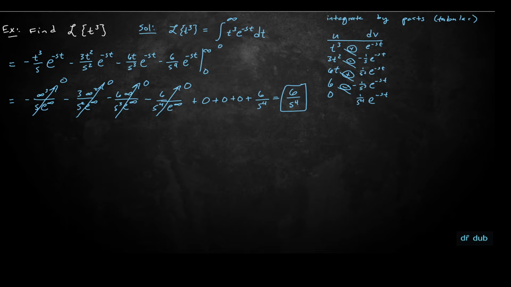And if you don't like that, it's basically saying something like limit as t goes to infinity of t to the n over e to the t equals 0. And you can show that's true for any n. So exponential beats a polynomial. Exponential wins versus polynomial.